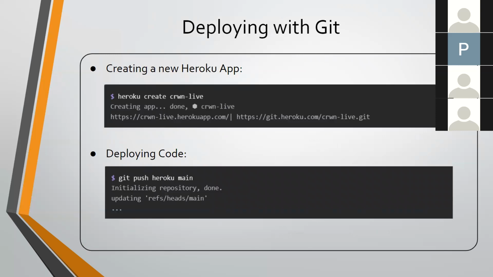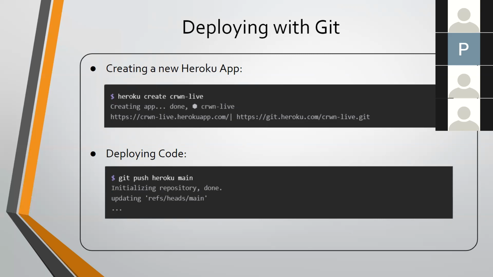Now let's discuss the process of deploying the website on Heroku. It is quite simple and developer friendly to deploy a website using Heroku. First of all, after logging into the Heroku account, we have to type heroku create and the name of the application. In our case, it is Crwn Live. So it will be heroku create Crwn Live.